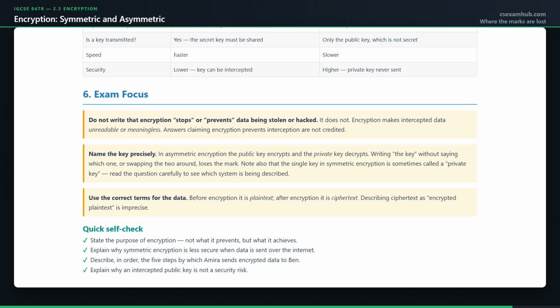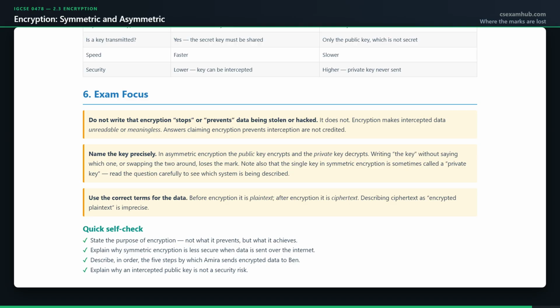Second, name the key precisely. In asymmetric encryption, the public key encrypts and the private key decrypts. Writing just the key or swapping the 2 around loses it. And remember that the single key in symmetric encryption is sometimes itself called a private key. So identify which system the question is describing before you answer.